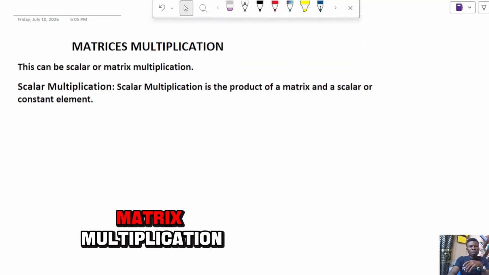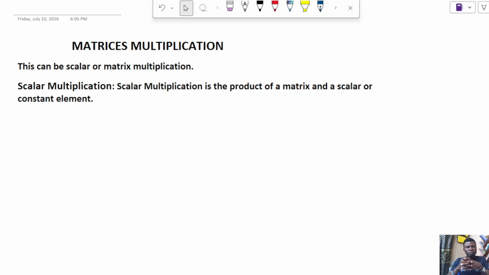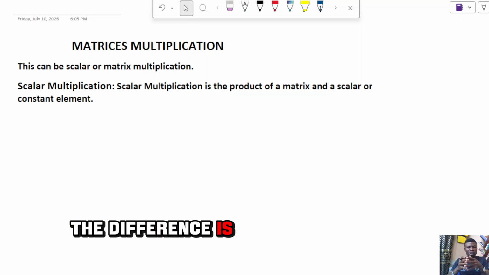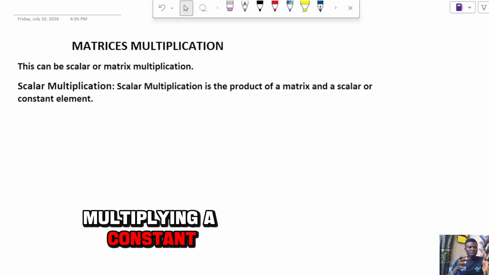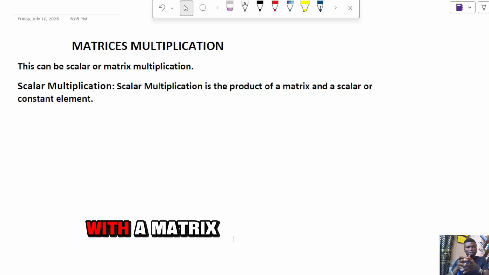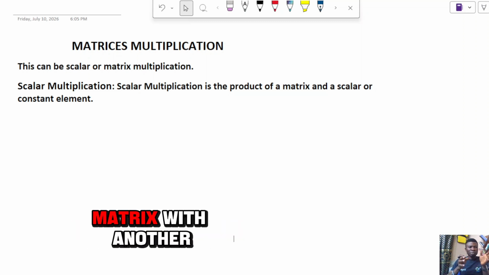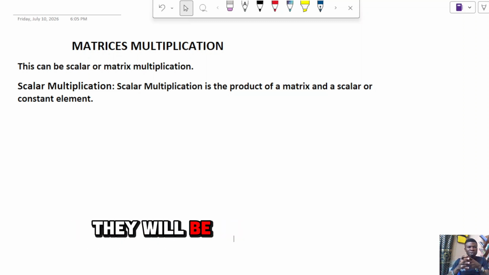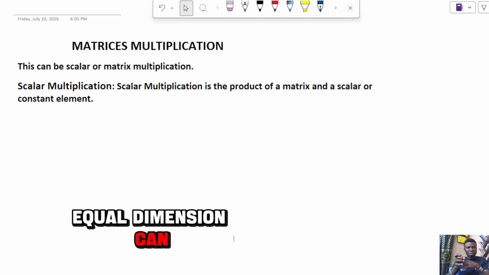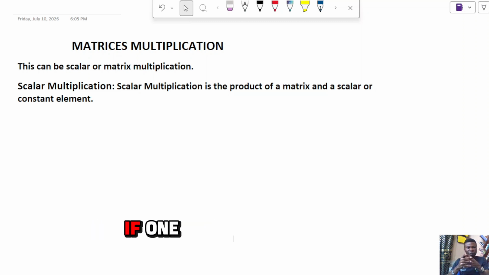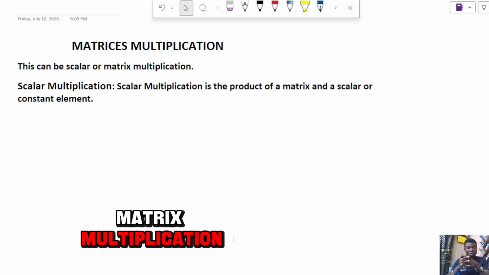So, we want to look at matrix multiplication. This can be scalar or matrix multiplication. The difference is scalar multiplication is multiplying a constant with a matrix, while matrix multiplication is multiplying one matrix with another matrix. Of course, they will be of equal dimension. It can be 2 by 2 or 3 by 3, both of them. That is when we're talking about matrix multiplication. So, today we want to look at scalar multiplication.